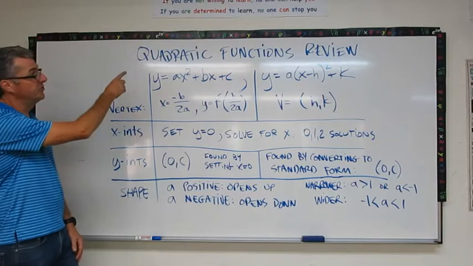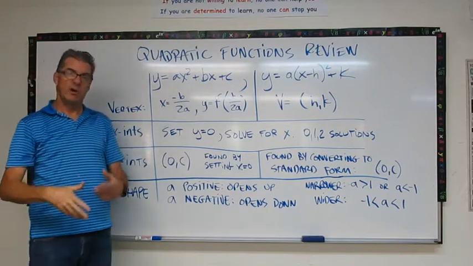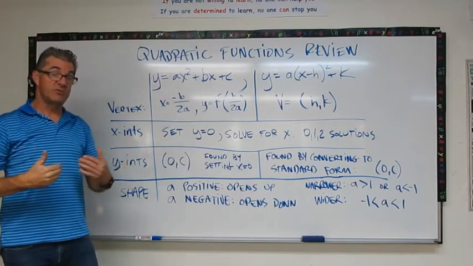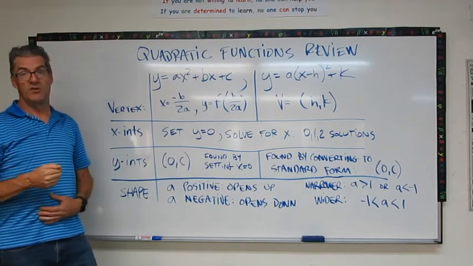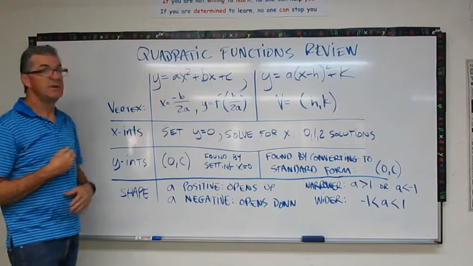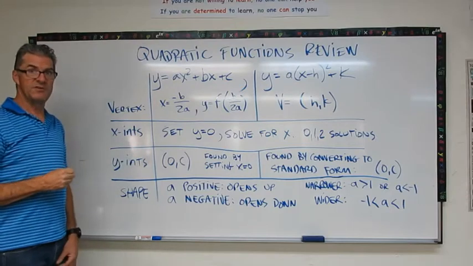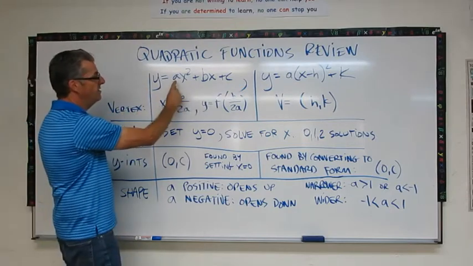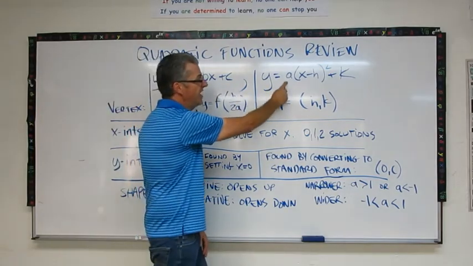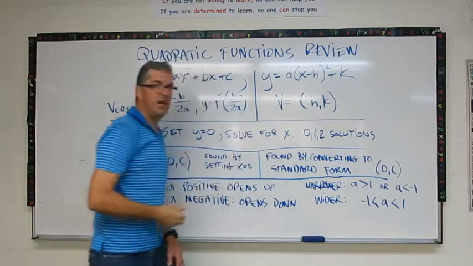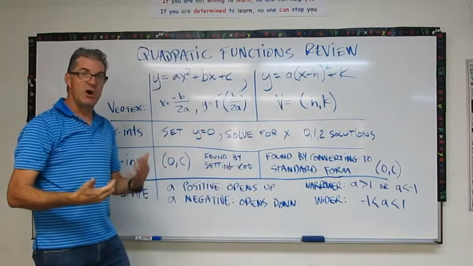Today's topic, quadratic functions review. We're going to go over all the key parts of our most recent chapter in our quadratics unit. Stay tuned for a review of the previous two chapters. Two equation forms for quadratics. Standard form, y equals ax squared plus bx plus c, and vertex form, y equals a times (x minus h) squared plus k. Each form has advantages over the other one.